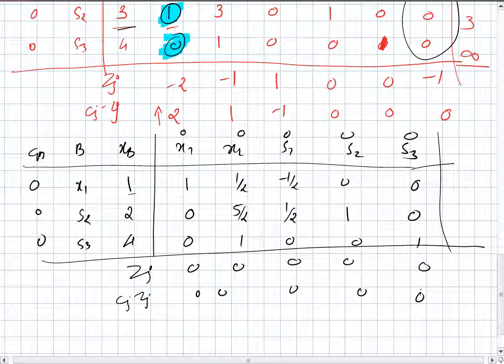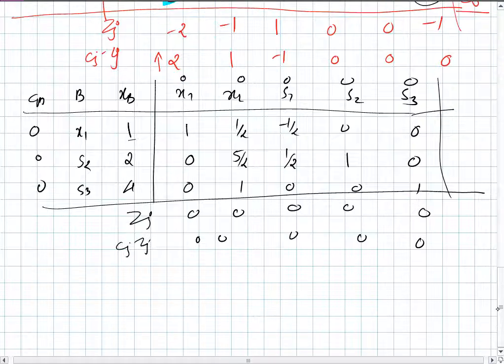Whenever we are not having any artificial variable in the basis, in the two-phase method, in phase 1, we are having all Cj minus Zj 0 at the end. So phase 1 is complete.